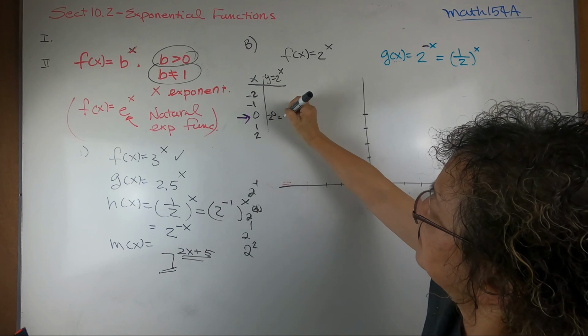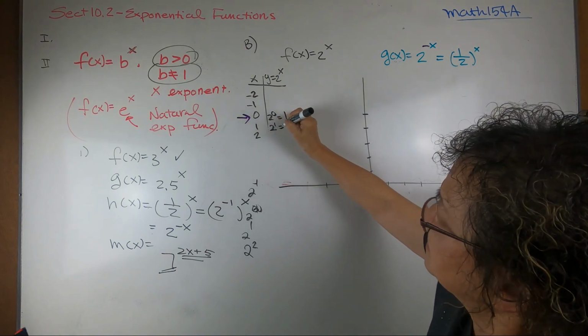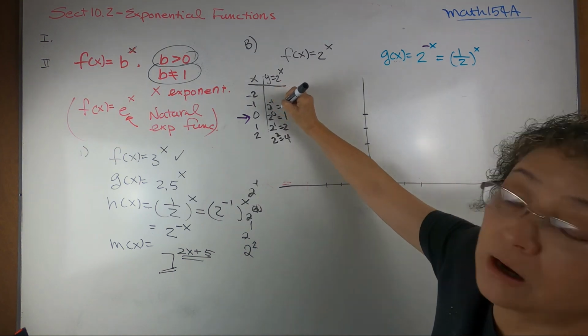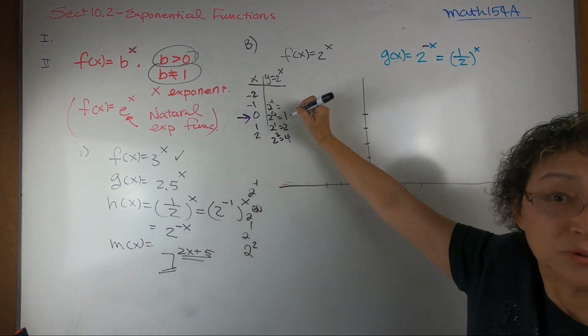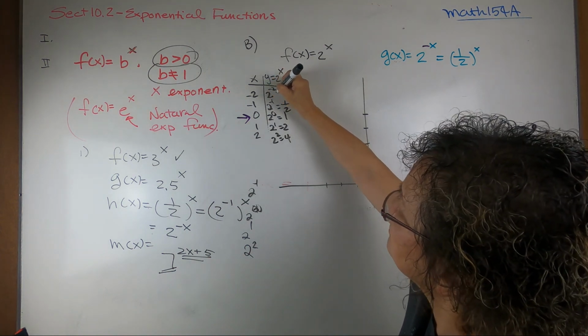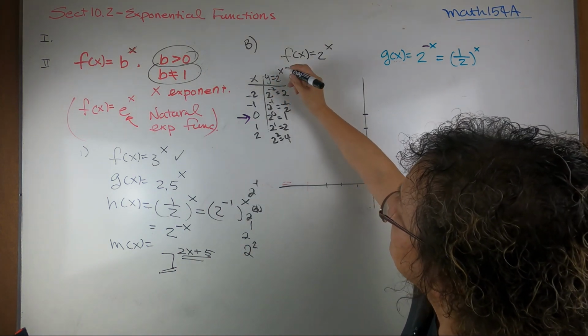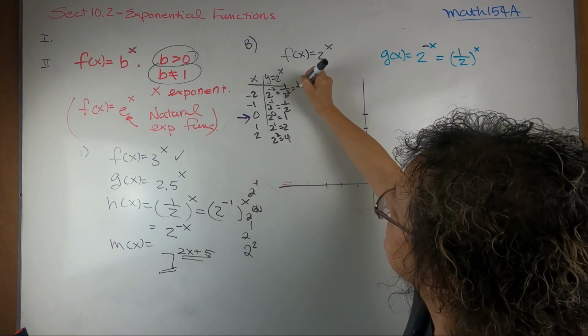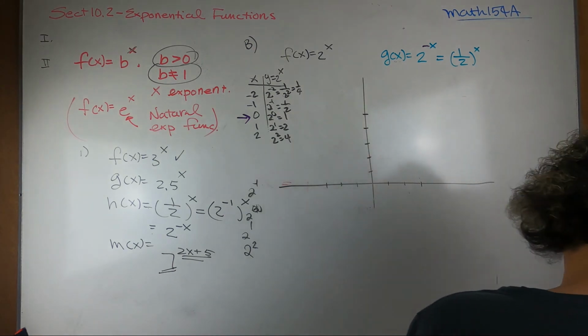So 2 to the 0 power is 1, 2 to the 1 power is 2, 2 to the 2 power is 4, 2 to the negative 1 power is the reciprocal, right? 1/2. 2 to the negative 2 power is what? 1 over 2 to the second power is 1/4. Is that right?